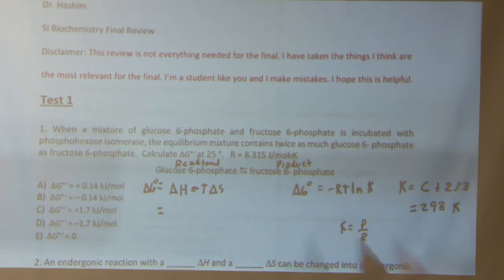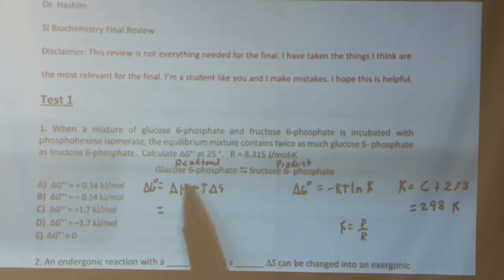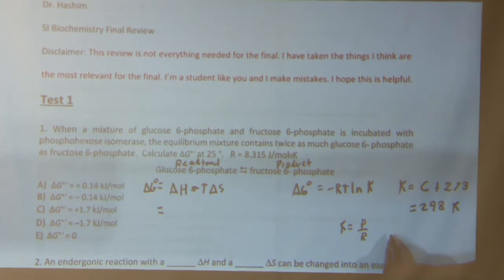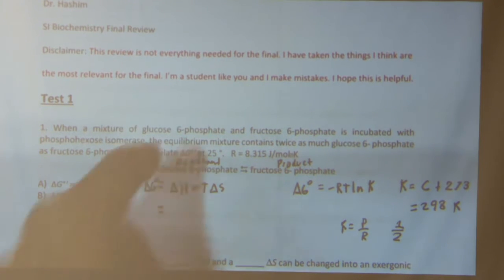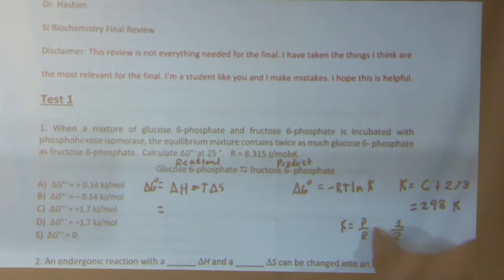2 over 1. So we're saying there's twice as much glucose. So glucose is a reactant, right? So would it be 2 over 1 or would it be 1 over 2? 1 over 2, because we have twice the amount of glucose than fructose. Does everyone see that? Awesome. So now we solve for our K, and now we plug and chug.